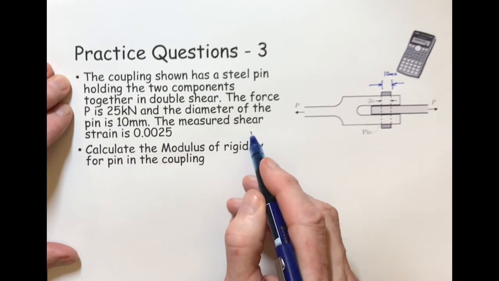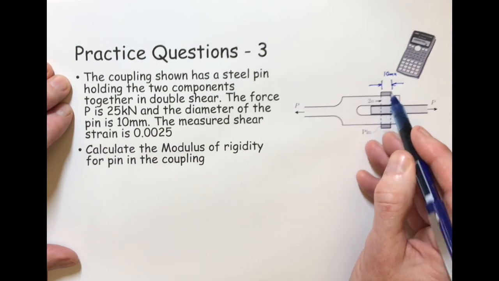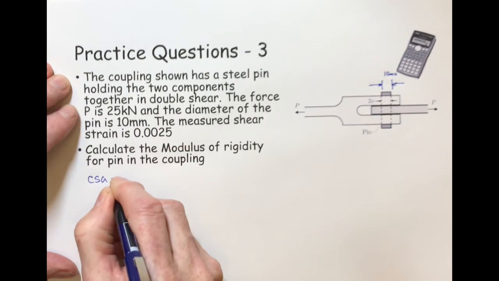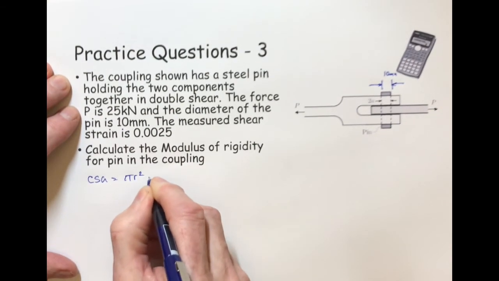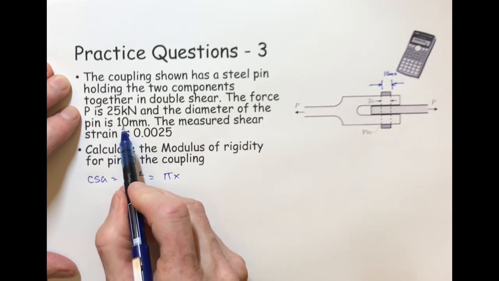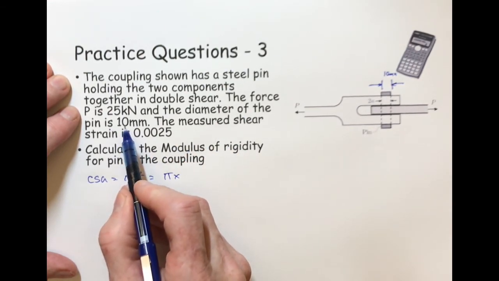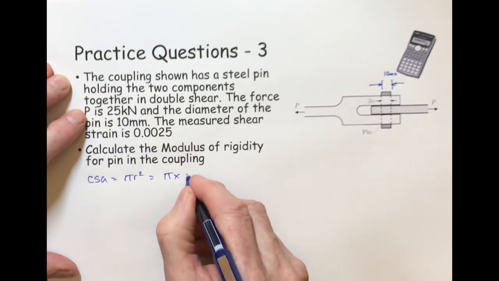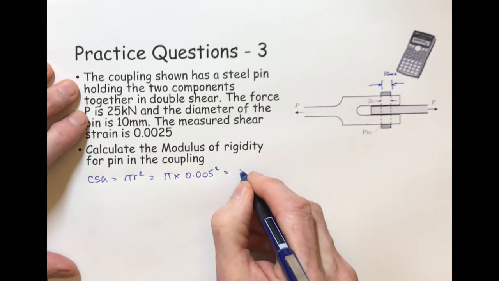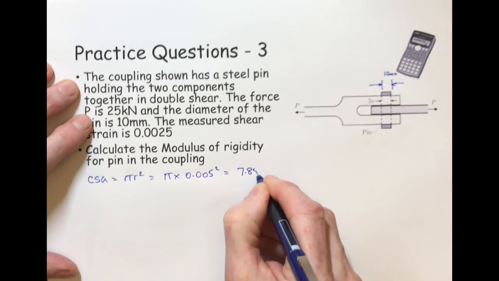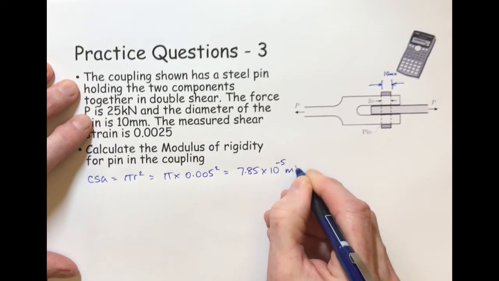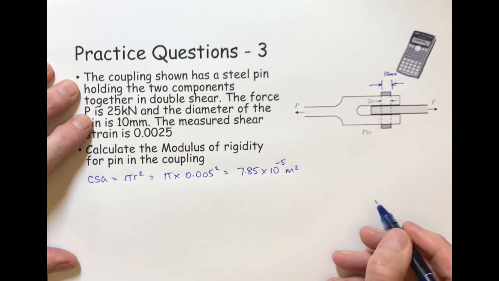So first of all, let's work out the cross-sectional area of the pin on its own. So this cross-sectional area, CSA, equals pi r squared, which in this case is pi times the radius. The diameter is 10, so the radius is 5 millimeters. Divide that by 1,000, gives us 0.005 squared, and that comes to 7.85 times 10 to the power minus 5 meters squared, because we've converted it to meters.